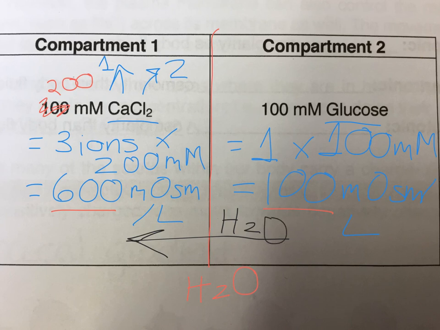So the question was asking, after osmotic equilibrium is reached, which compartment will have increased in volume? So then the answer is compartment 1 will have increased in volume. I hope that helps, and I will see you guys in class.